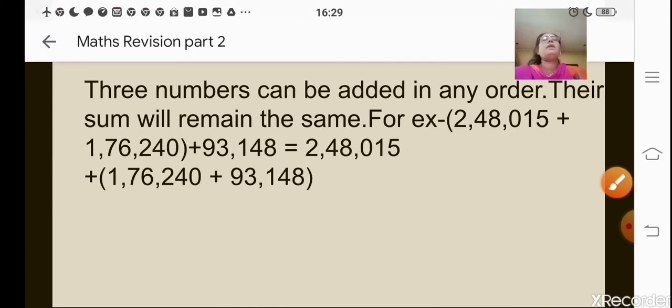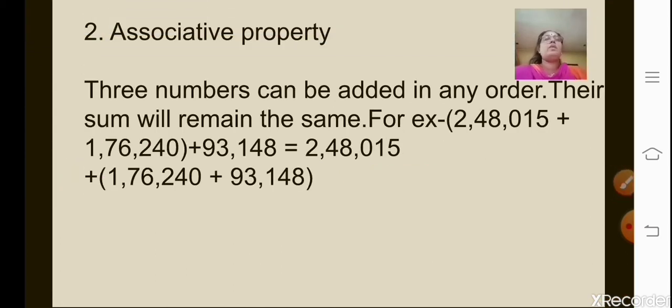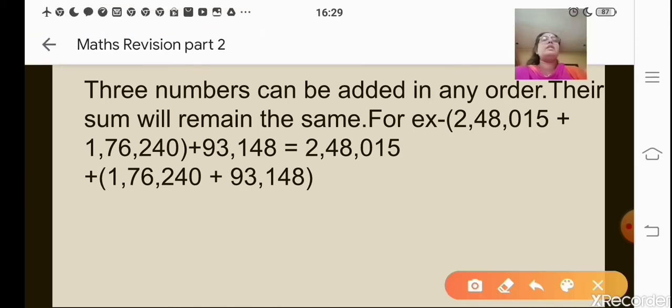Coming to the next property, that is the associative property. The associative property tells us that 3 numbers can be added in any order, and their sum will remain the same.